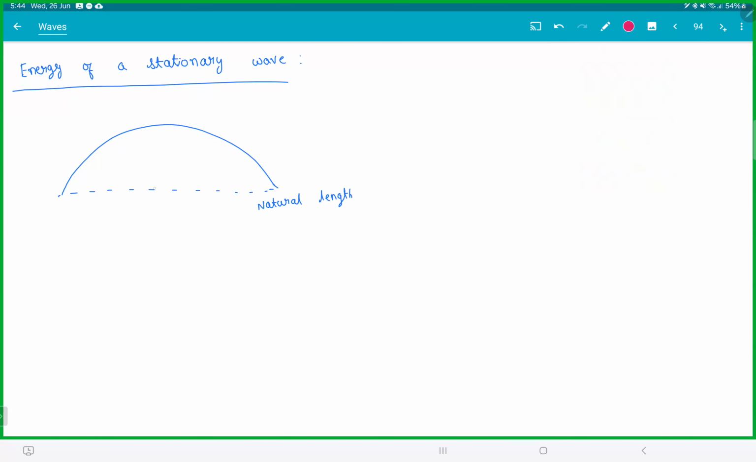Now, same logic that we applied here. If you look at the topmost point here, if you take a small segment here, this was the natural length. This was also the same length. The elongation is always 0.